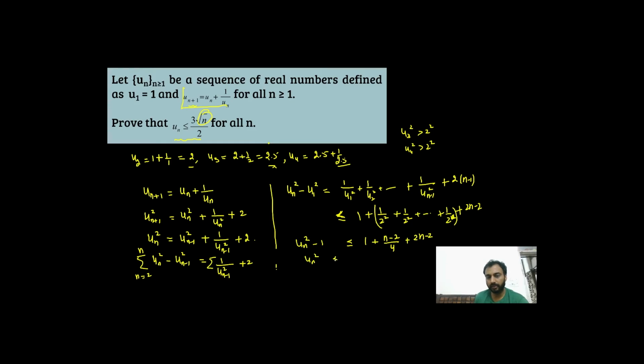So u_n^2 is less than or equal to, 2 gets cancelled with -2, and we have (8n + n - 2)/4, that is (9n - 2)/4, which is further less than 9n/4. So u_n is less than 3/2 √n, right? So u_n is less than 3/2 √n.